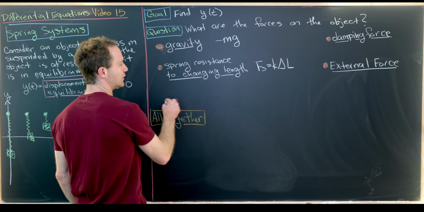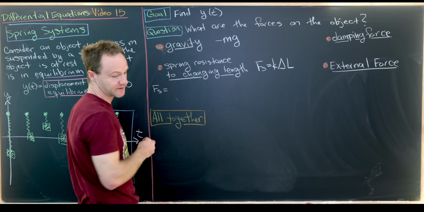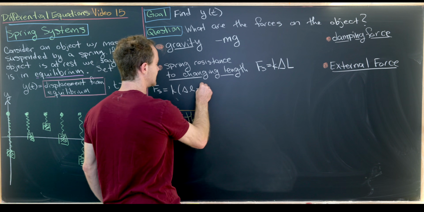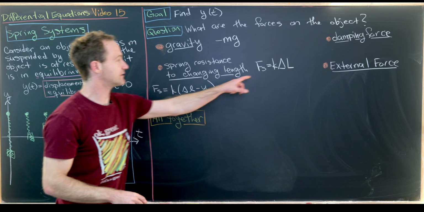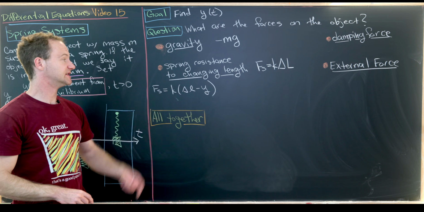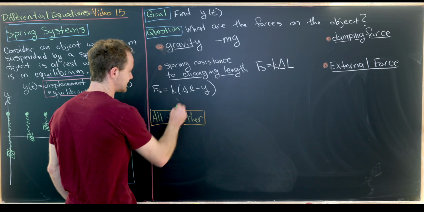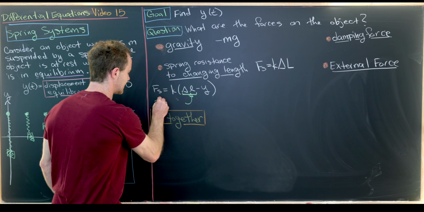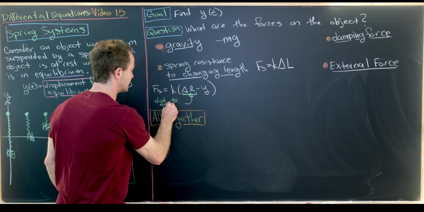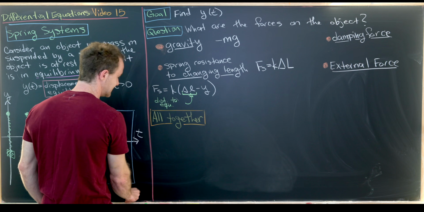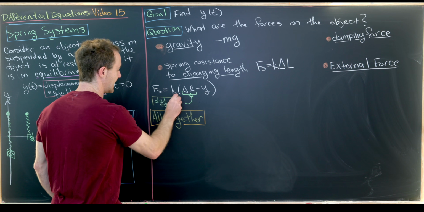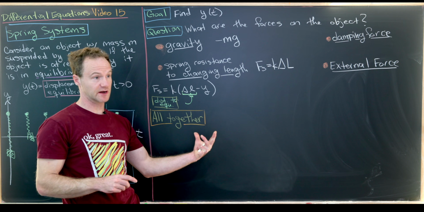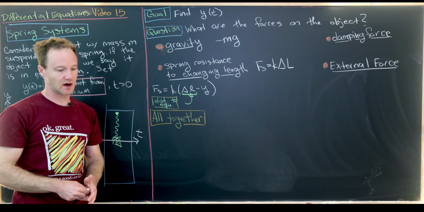And now I'd like to point out that we can rewrite this F sub s as K times delta little l minus y. And that's just rewriting this delta capital L as this delta little l minus y. And what's this delta little l, you might say? Well, this is the distance to equilibrium. So let's write that down. So if you subtract the current displacement from the distance to the equilibrium, then you get the difference in the spring's current length to its natural length unweighted.